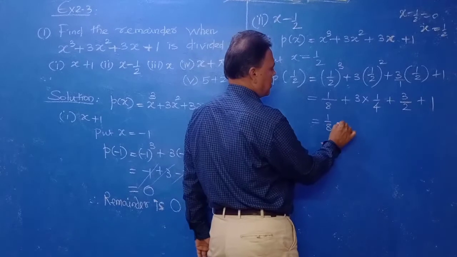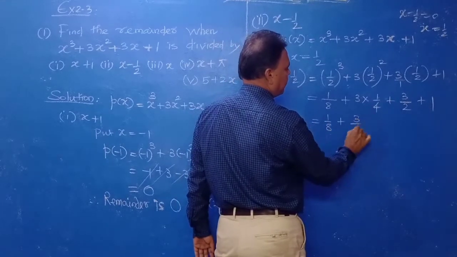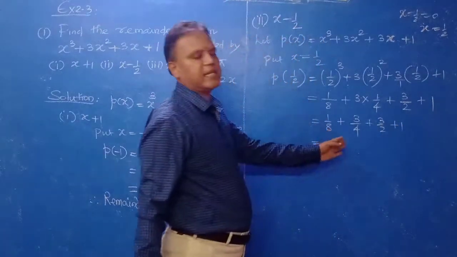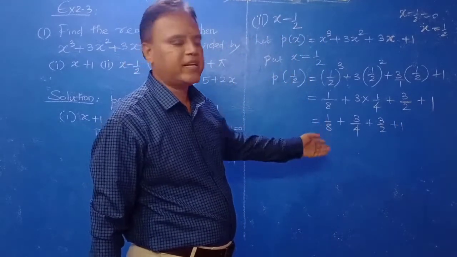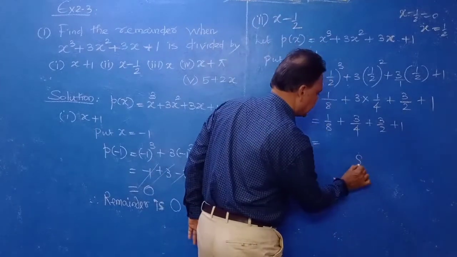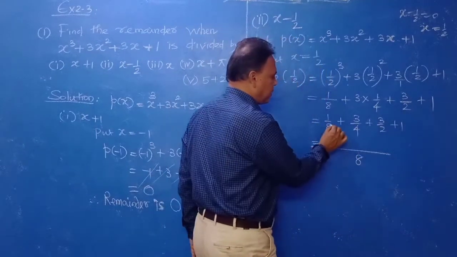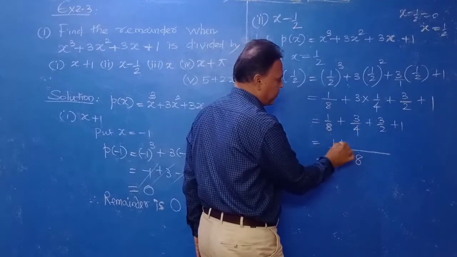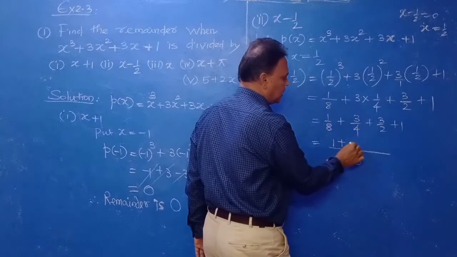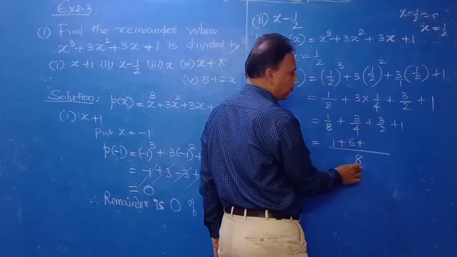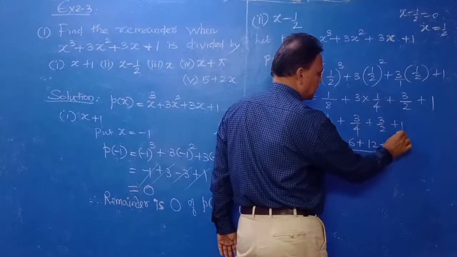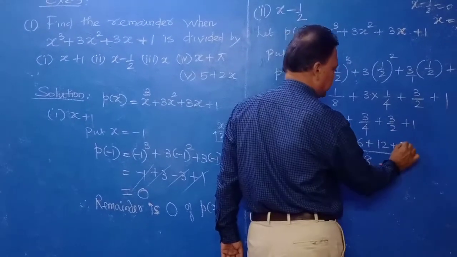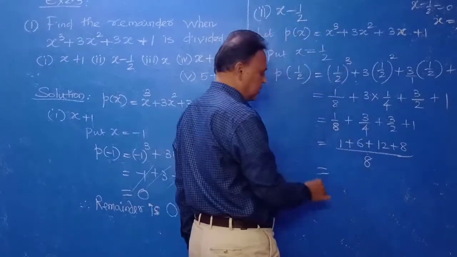1 by 8 plus 3 by 4 plus 3 by 2 plus 1. Here what is the LCM? 8 is the LCM, right? When you take the LCM, what will you get? In the numerator, first 8 divided by 8 means 1 into 1, 1, plus 4 divided by 4 means 2, 2 into 3, 6, plus 2 divided by 2 means 4, 4 into 3, 12, plus here the denominator is 1, so 1 you divide 8, so 8 multiply. This is the actual method, clear?